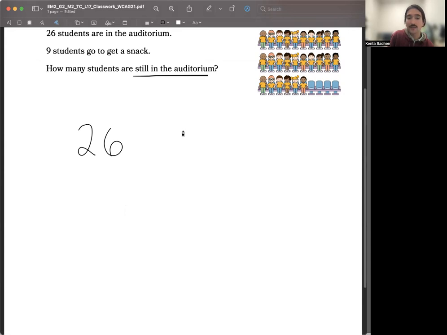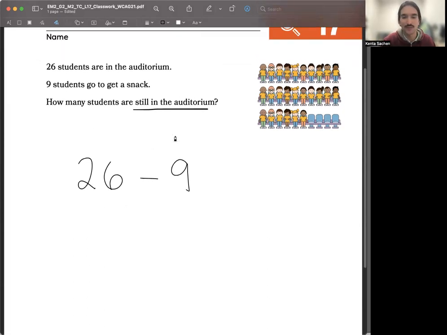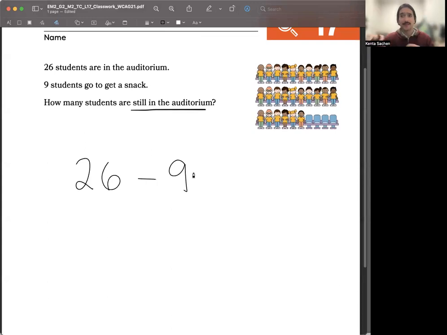And 9 of them left. That means we're subtracting, right? When we take away or leave, right? We're taking away those 9 students from the gym, right? They're not getting kicked out. They're just leaving, but we can think of it as a taking away type problem. All right, so 26 minus 9 is what we want to do.